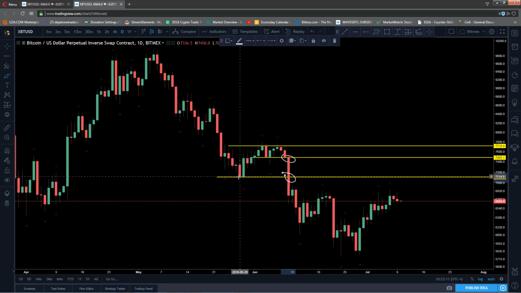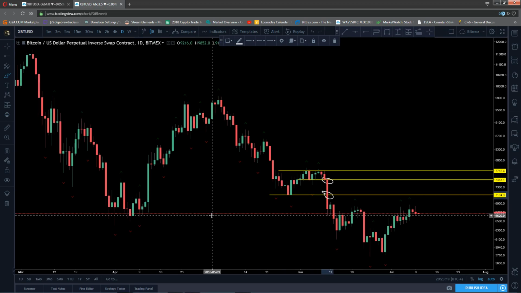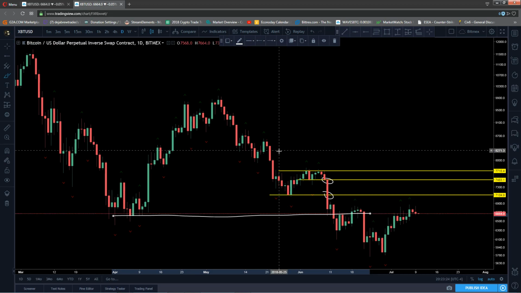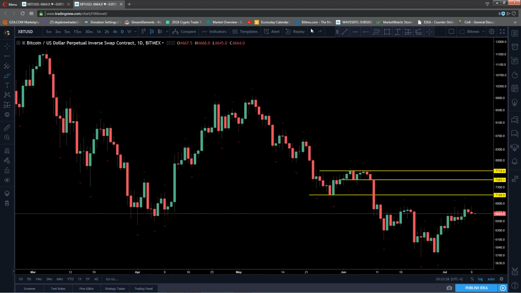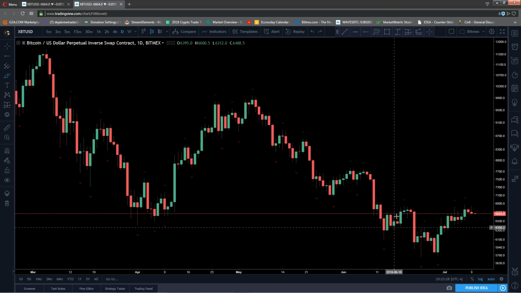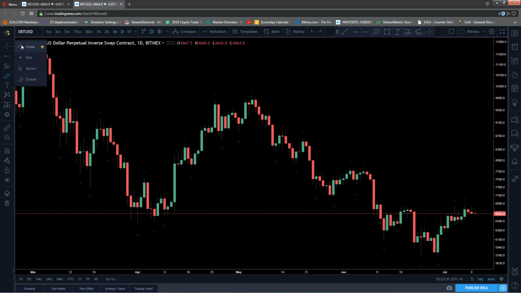You could have traded it, you could have targeted this low. If you took this break, you could have targeted this low, or a break of that low. And then you would have targeted the previous swing lows. So now that we've seen it on the downside, let's look at it on the upside.